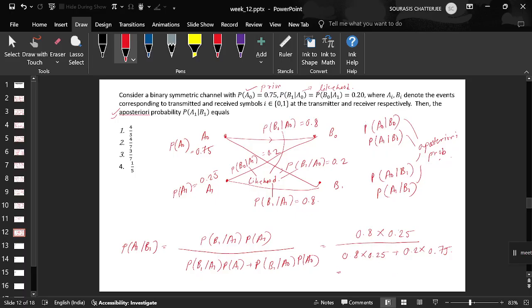So what we are going to get here, 0.8 times 0.25 is basically 0.2. So we have 0.2 divided by 0.2 plus 0.75 times 0.2 is 0.15. So this is 0.2 divided by 0.35, which is equivalent to 4 divided by 7. So the a posteriori probability that a1 is being transmitted given b1 is received is this 4 over 7 here.